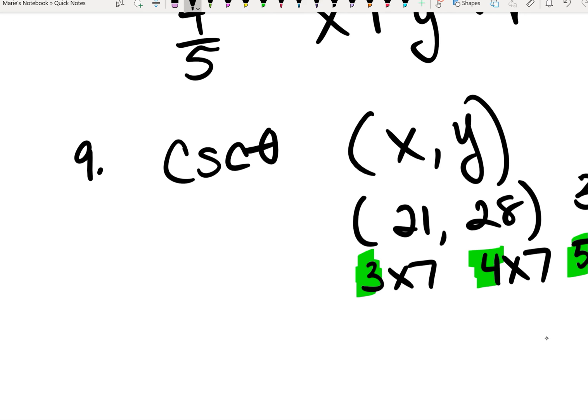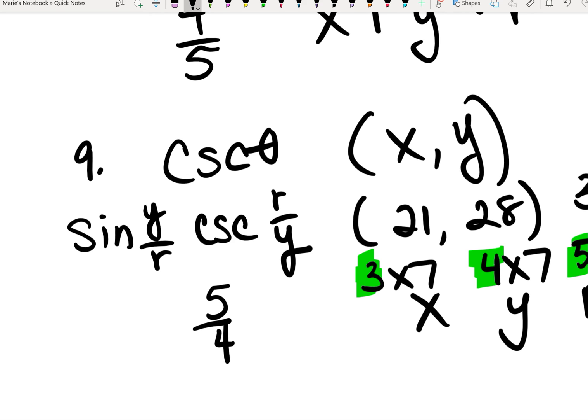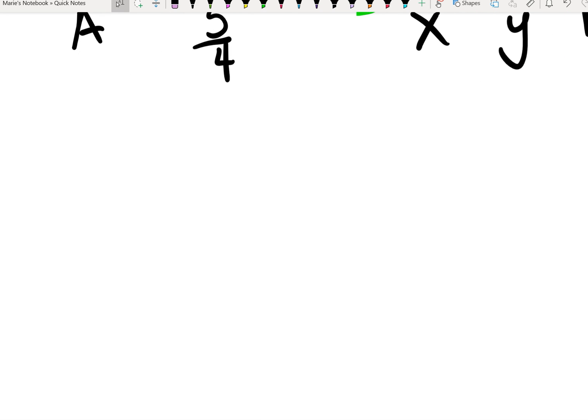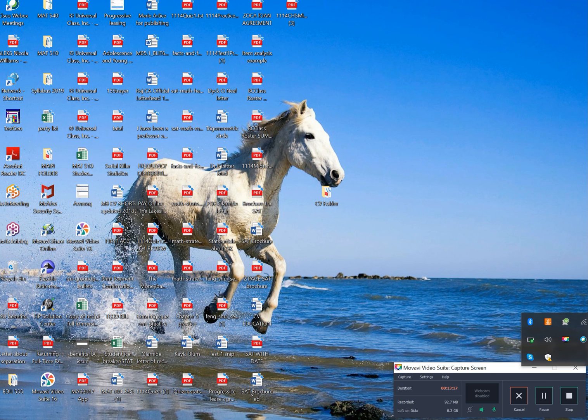If you're thinking again of the ratios, remember sine is y over r, so cosecant is going to be r over y. Very simple: x, y, and r. So then I have 5 over 4. So for number 9, your answer choice should have been A. Okay, I'm going to stop this video here because there's a new concept following, and I will continue with the remaining.